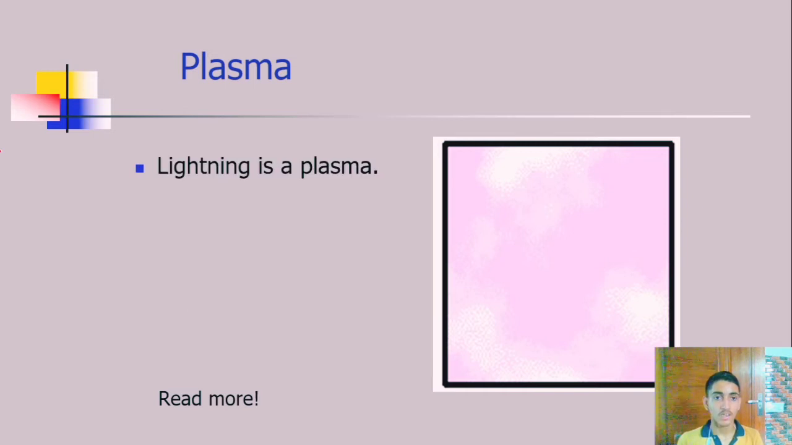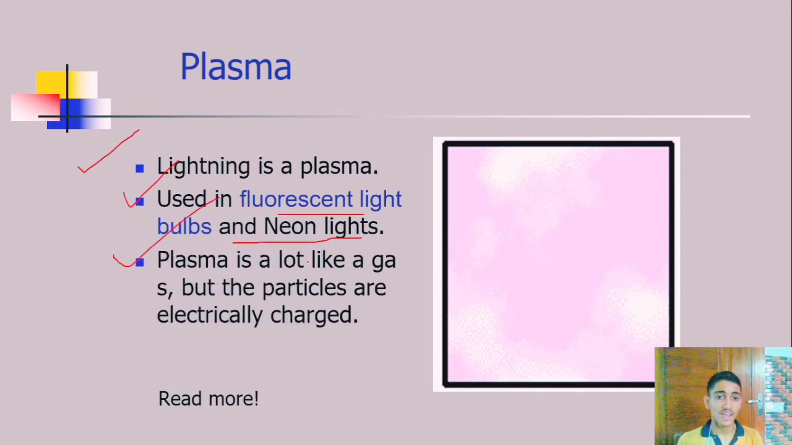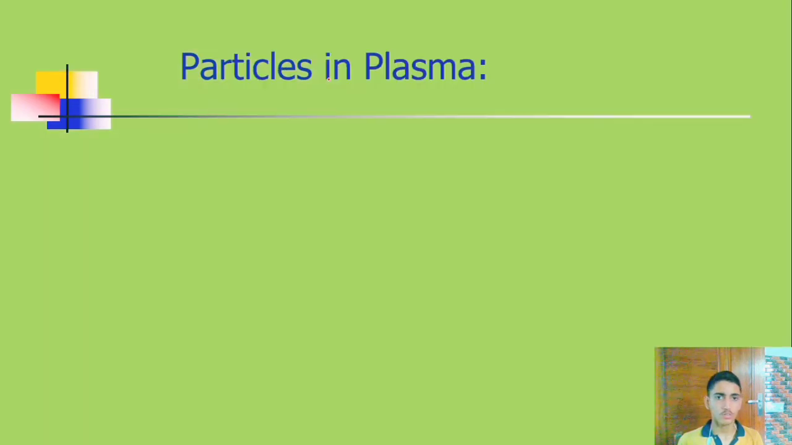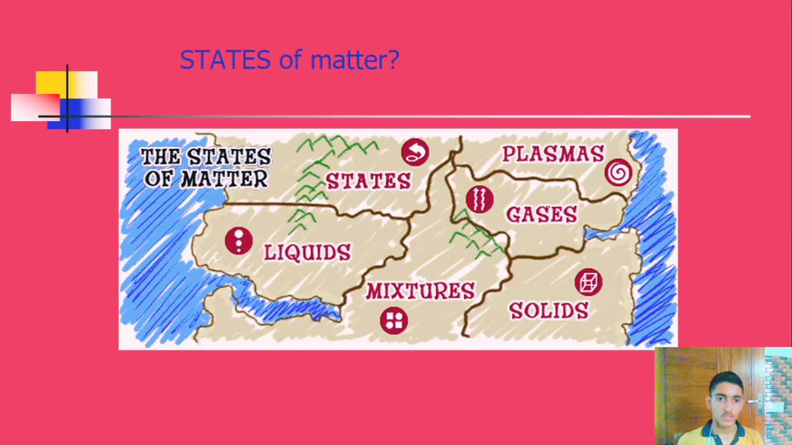Now the last case is lightning, which is a plasma. Have you ever seen plasma used in fluorescent light bulbs or neon lights? Plasma is not like a gas, because the particles are electrically charged. Have you ever seen the lightning which happens during rain or during the monsoon? That we say is a form of plasma. Children, this is not in the syllabus, but I have mentioned it because I want you to understand it. So see children, these are the states of matter: liquids, gases, solids, and mixtures that I will teach you later. Plasma is not in your syllabus.